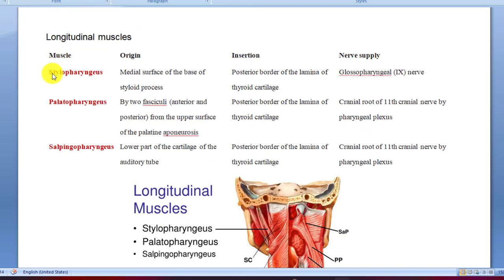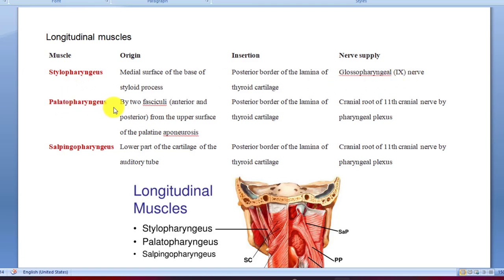Look, there is the stylopharyngeus muscle. Its origin is from the medial surface of the base of the styloid process, right? And its insertion is the posterior border of the lamina of thyroid cartilage. Okay. What is the nerve supply? It's supplied by the glossopharyngeal nerve, which is cranial nerve number 9.